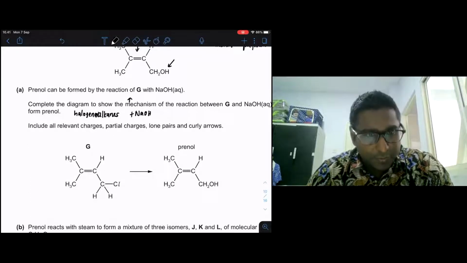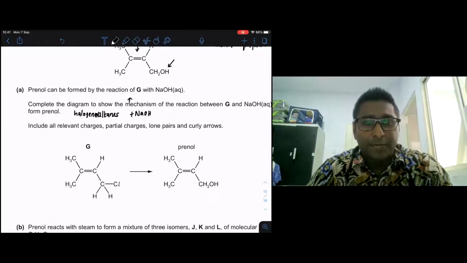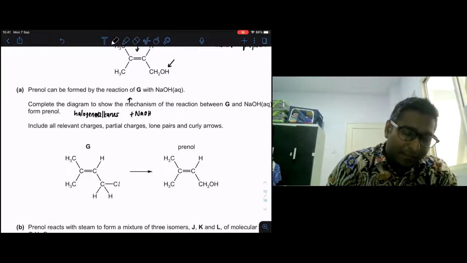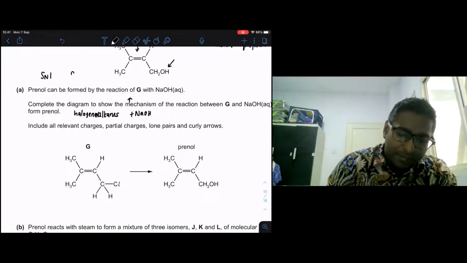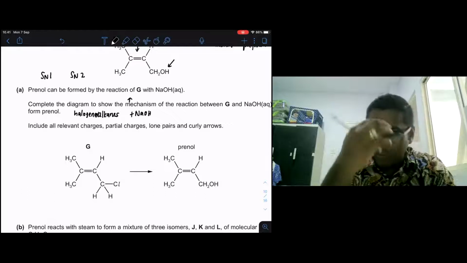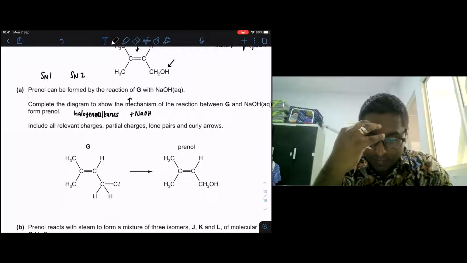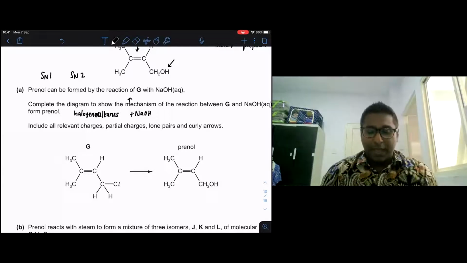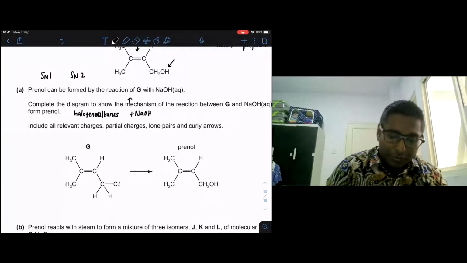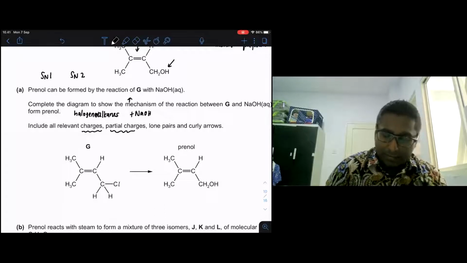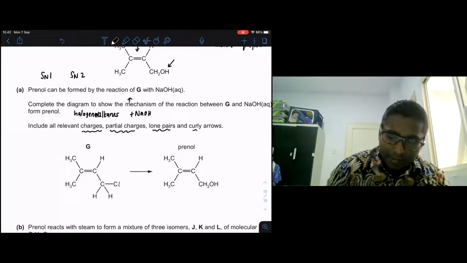Under nucleophilic substitution, we have SN1 mechanism and SN2 mechanism. We'll go into that later, but let's focus on this. Here we want to find out what is going to happen when you have NaOH. Generally, they want you to include all the relevant charges, partial charges, lone pairs, and curly arrows.